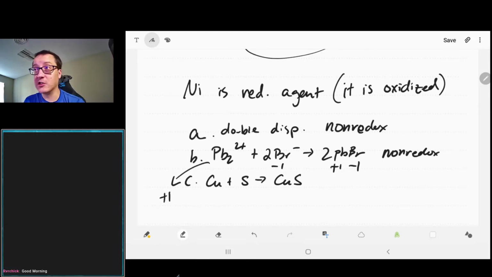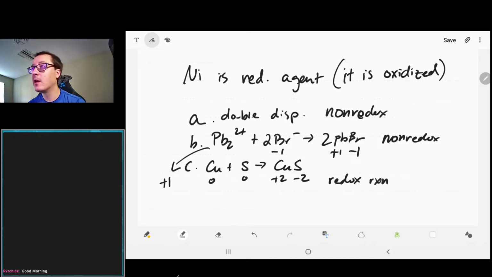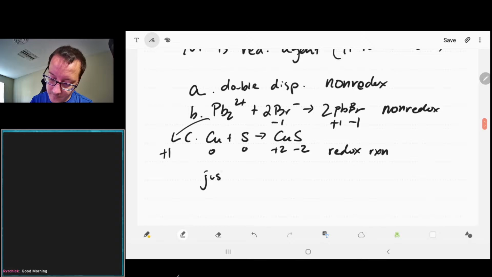And just by elimination, we'll have ruled C as the redox reaction here, just because none of the above is not an option. But let's just make sure. These are elements by themselves, so they start as 0. They end up as +2 and -2, so that is definitely a redox reaction. And so we're going to end up with just C as our option there.